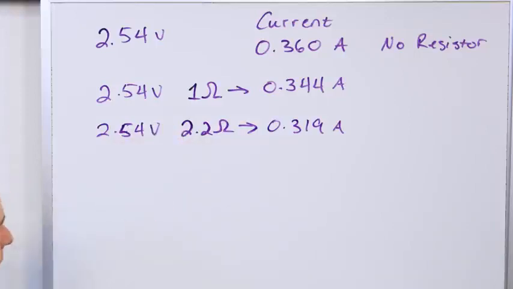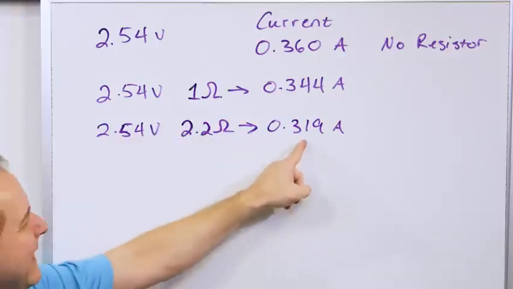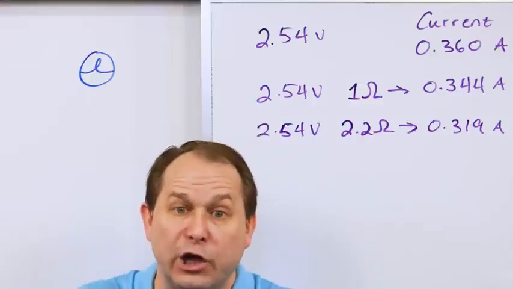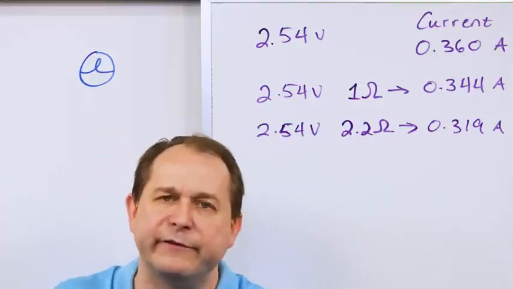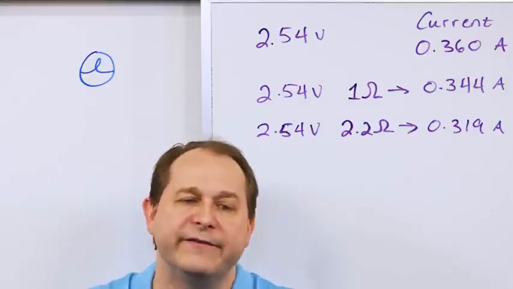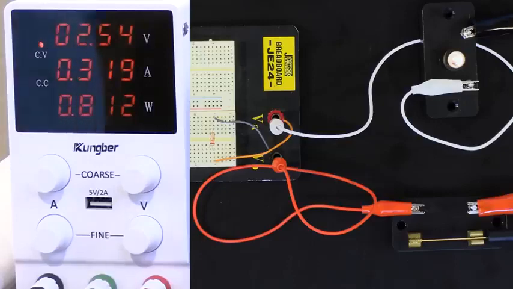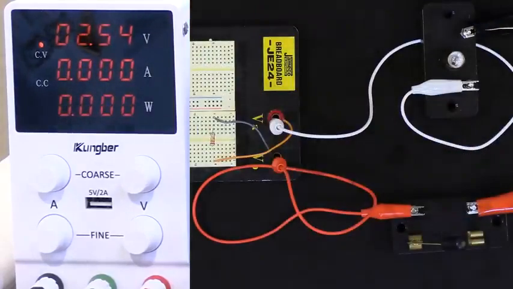4 volts. But with a higher resistance, I'm getting a lower value of the current. When I increase the resistance in the circuit, it's lowering the current. As I increase the resistance, the current goes down because there's more collisions happening, essentially choking off the current flow.